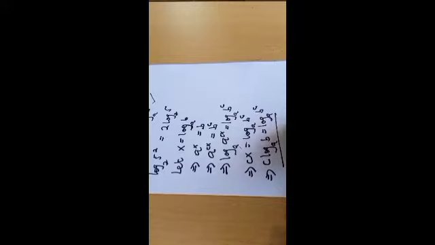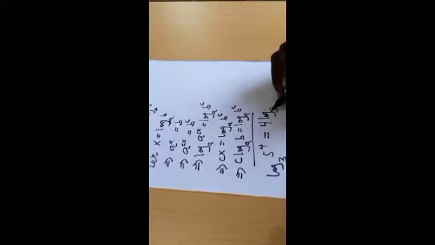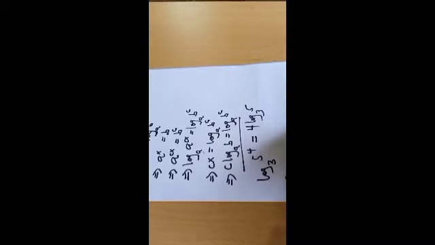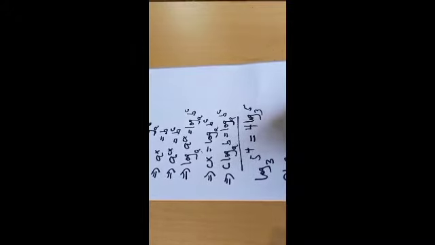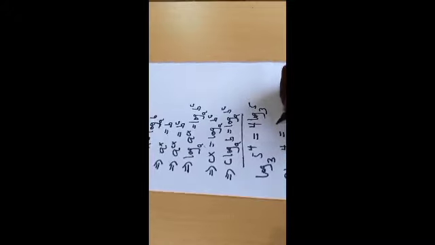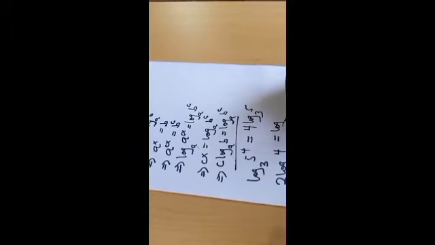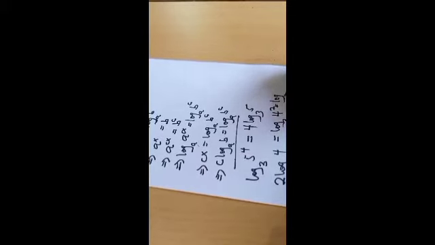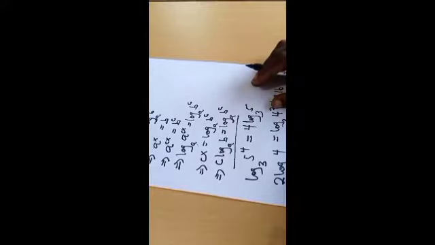So, for instance, if I have log base 3 of 5 to the power 4, I can simply write it as 4 log base 3 of 5. Also, if I have 2 log base 3 of 4, I can simply write it as log base 3 of 4 to the power 2, which is log base 3 of 16.